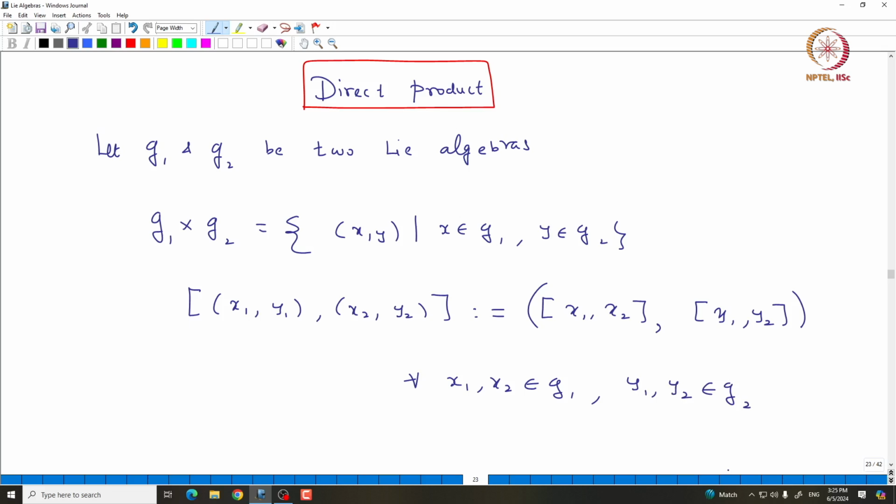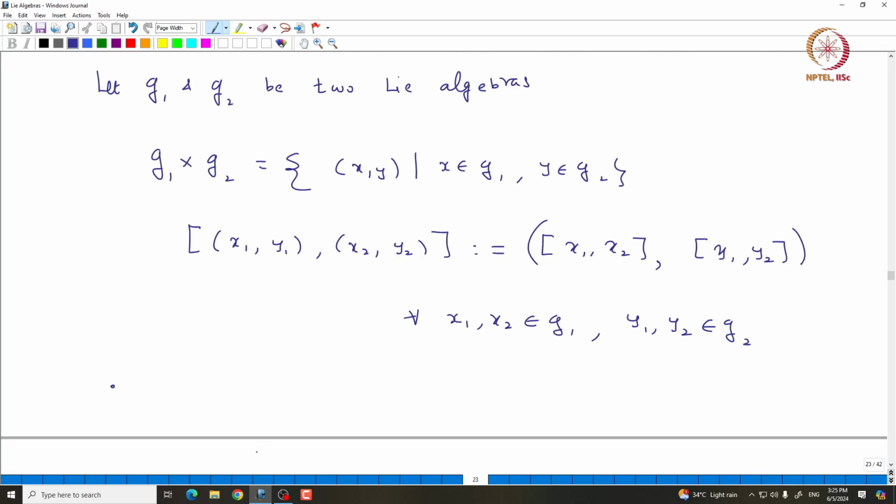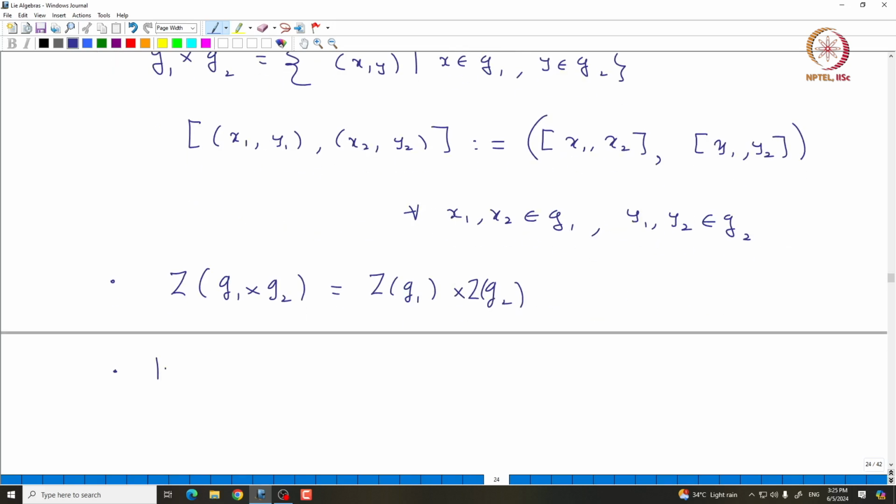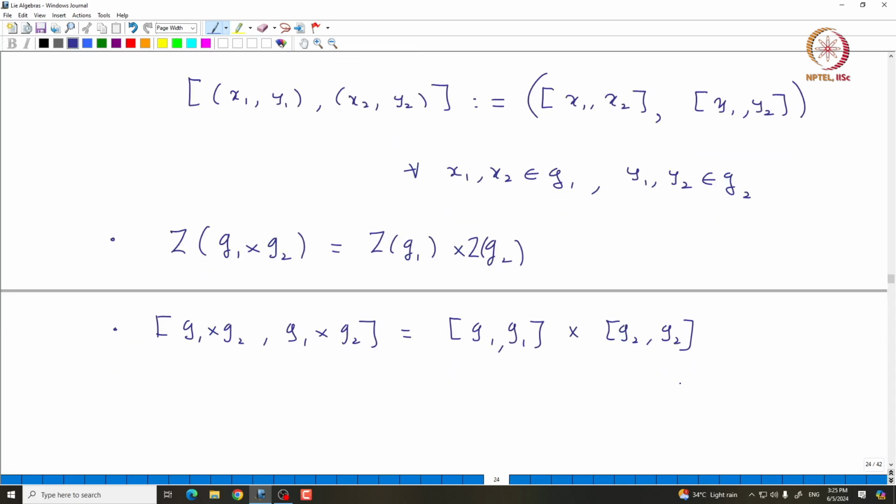And it is easy to check, this indeed defines a Lie algebra structure on G1 cross G2. Moreover, we have the following information. If we take the center of G1 cross G2, then it is easy to see that it will be the product of the individual centers. And similarly, if we take the derived algebra of G1 cross G2, this will be the product of the respective derived algebras. You take the derived algebra of G1 and the derived algebra of G2, take the product, and that will be the derived algebra of G1 cross G2.